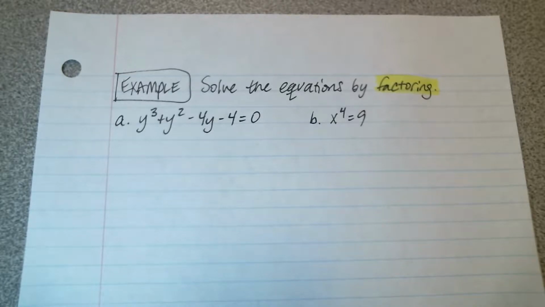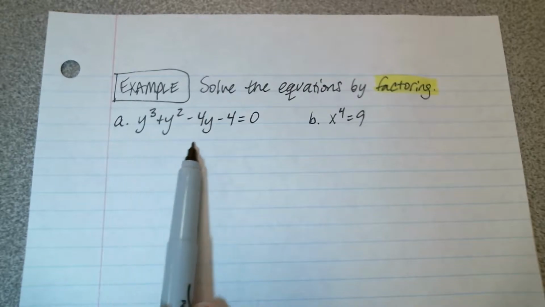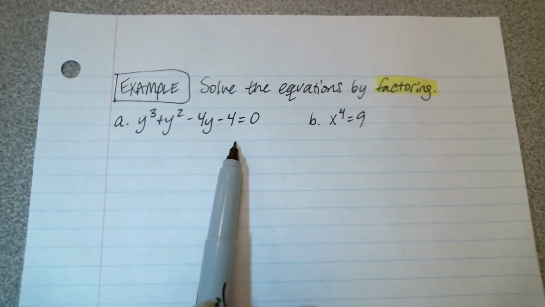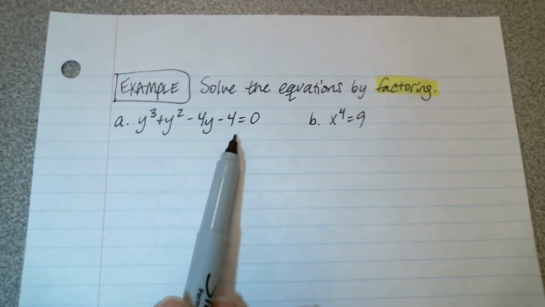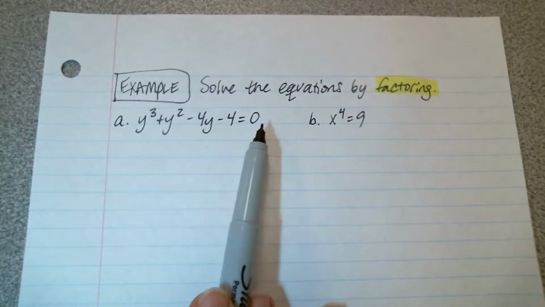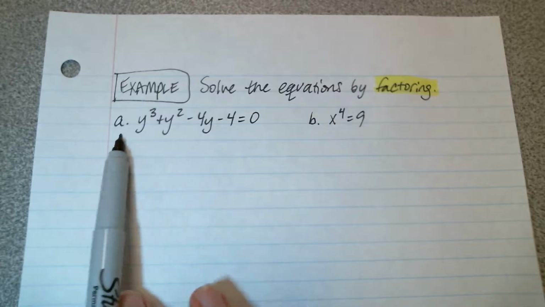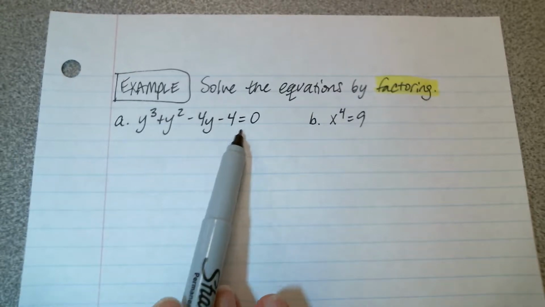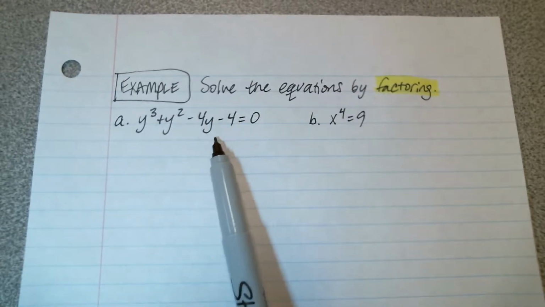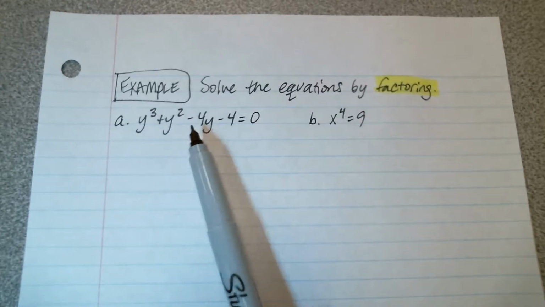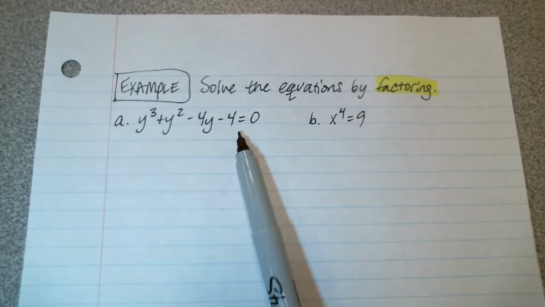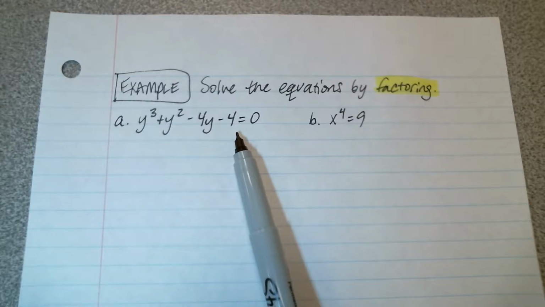So in example A, you can see that I'm already set up and ready to go for factoring. The first thing you need to do is collect all terms on one side of your equation, leaving 0 on the other side. Then you need to factor your polynomial equation. We have 4 different methods for factoring. You can see there is no greatest common factor between all 4 terms, so I'm going to factor by grouping.